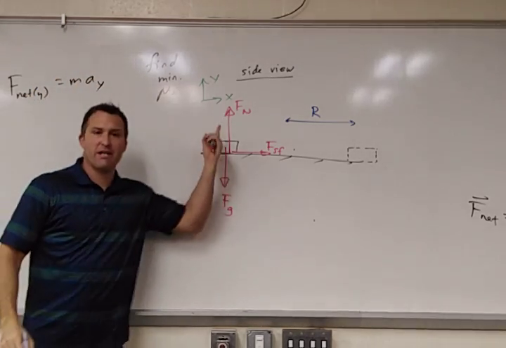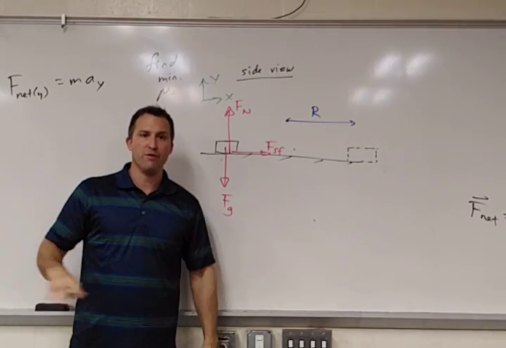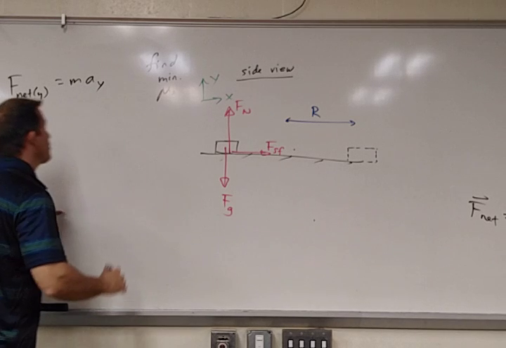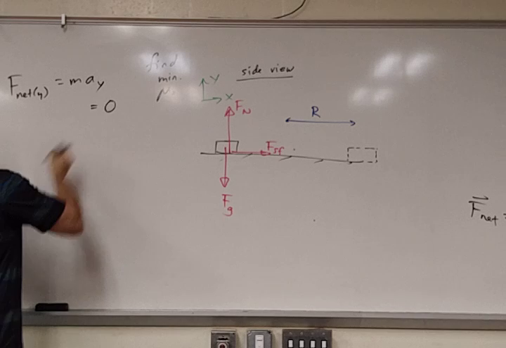And in our vertical direction, our y direction, there's actually no motion at all. Okay, we've got this car moving in a horizontal circle. There's no motion at all, and so we can conclude that there's no acceleration here. This is going to be 0.